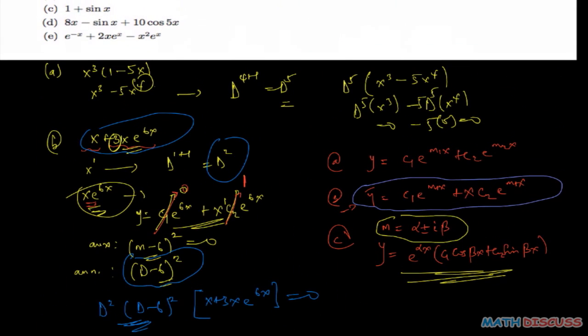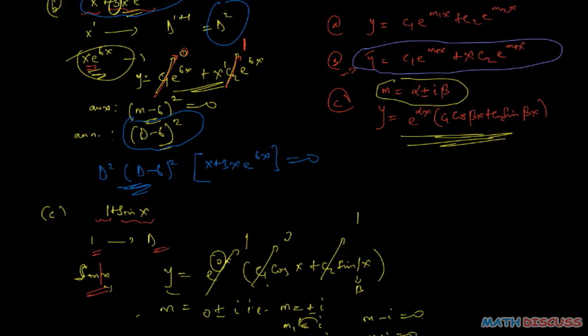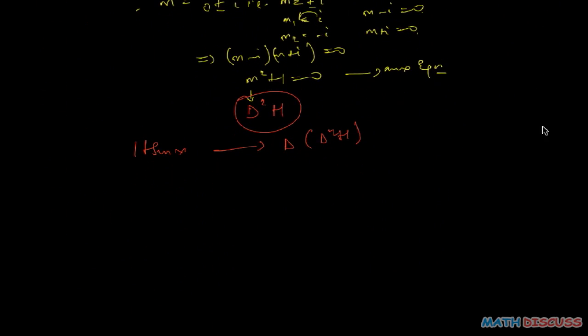And then the next one is 8x minus sine x plus 10 cosine of 5x. That's the next one we're looking at now. So that is part D.